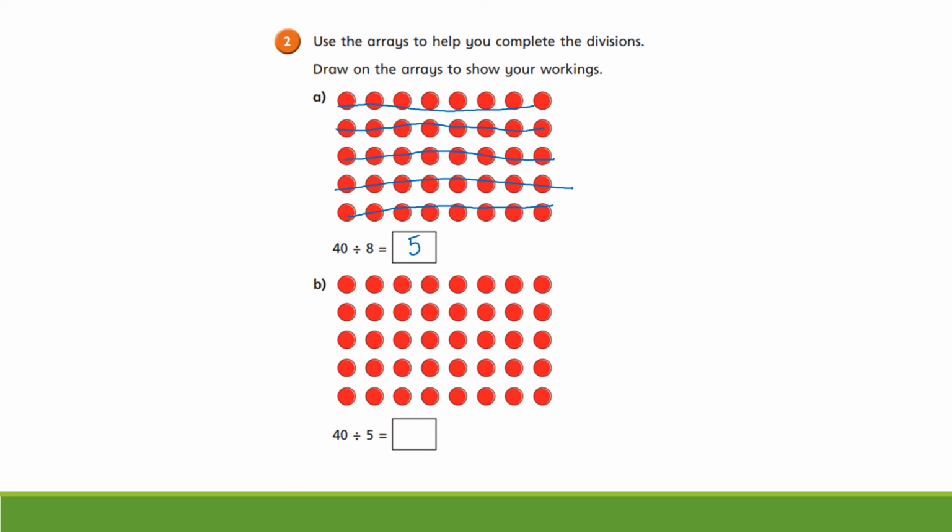Now B asks you what's 40 divided by 5. So now we're looking for sets of 5. So 1, 2, how many do we think there's going to be altogether? Let's see, so 4, 5, 6, 7, 8. So 40 divided by 5 equals 8. Remember, we're using those related division sentences, aren't we? So well done if you got that answer correct.